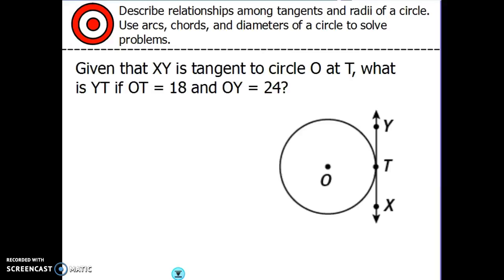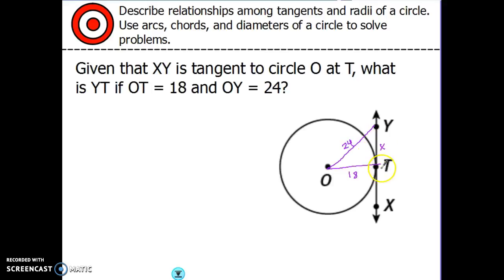Okay. We can also go the other way around. So let's say we're given that XY is tangent. So now we're starting off knowing that it makes a right angle. What is the length of YT? So this is what we're looking for. If OT is 18 and OY is 24.